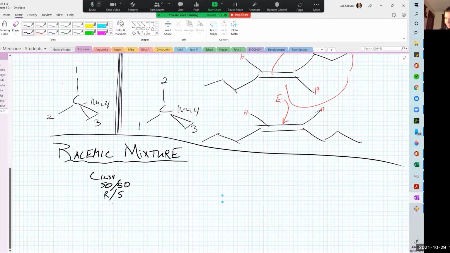So 50-50 R versus S, versus a pure R or a pure S compound. And so separating out a racemic mixture is one of the most time consuming, resource consuming things you can do in an Ochem lab.